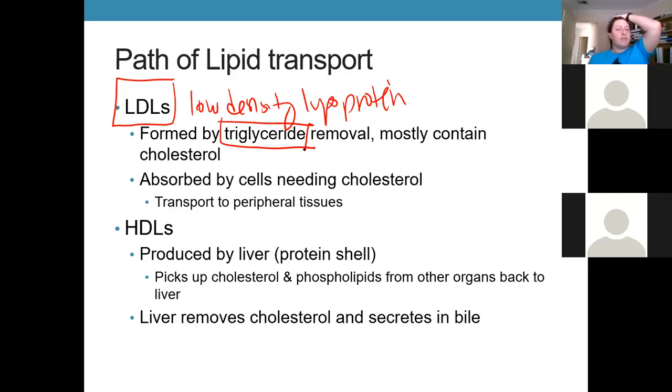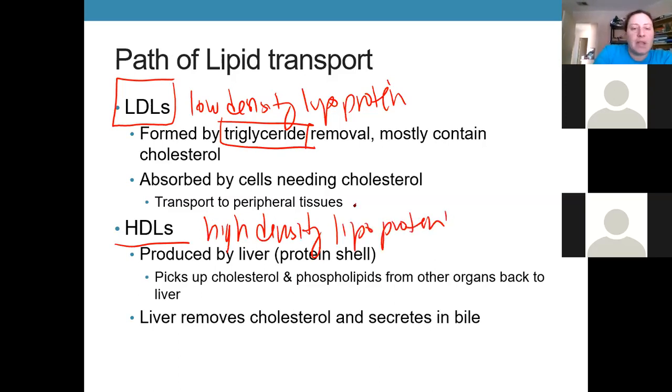Now, you may have heard about good cholesterol too. So the other type of lipid transport is called an HDL. HDL means high density lipoprotein, and it's high density because there's no lipid in it yet. It's just a protein shell of lipoproteins that's made by the liver. And it gets sent out so that any other tissues that have extra cholesterol and phospholipids can put them into the HDL for return to the liver.